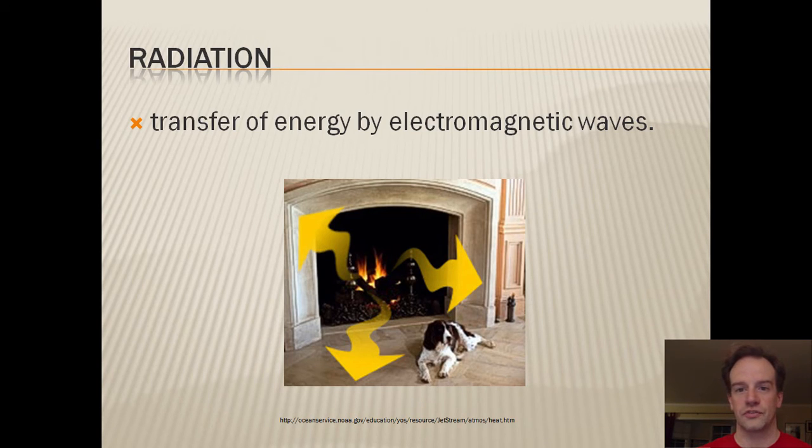Radiation is a transfer of thermal energy by electromagnetic waves. This is how we get heat from the sun. That heat travels to us from the sun in the form of electromagnetic waves. That reaches us and heats the earth.